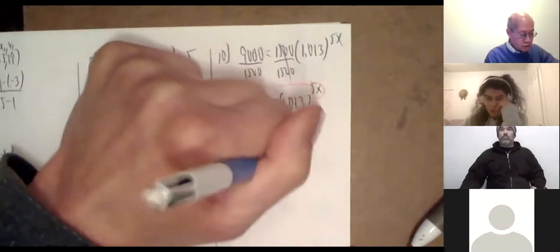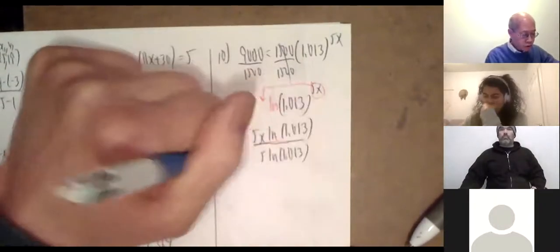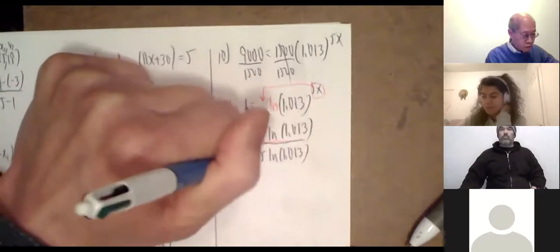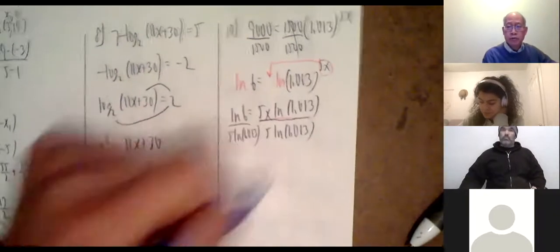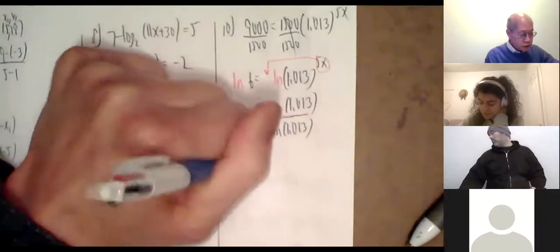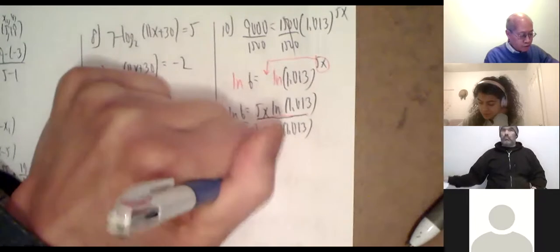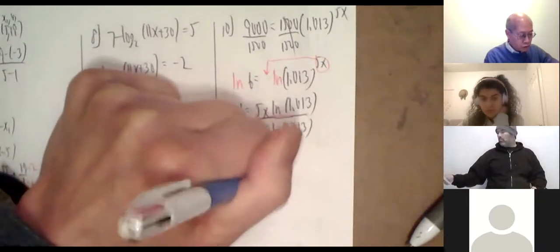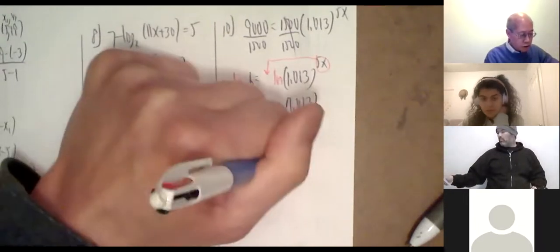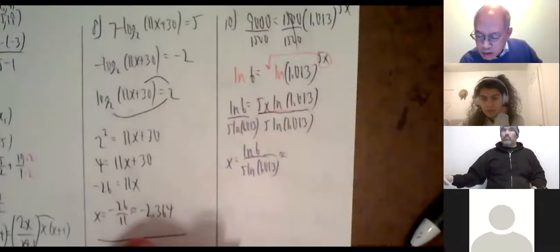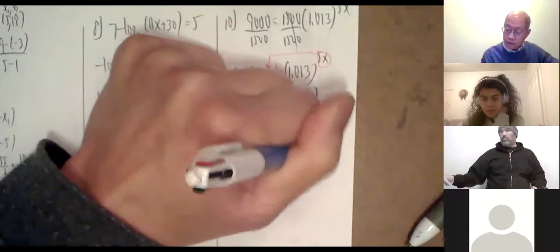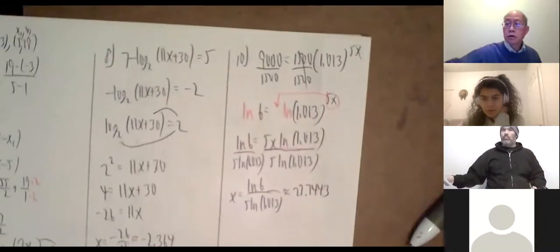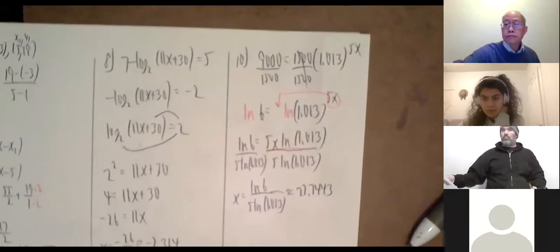Divide by 5 ln 1.013. So the 5's drop out, ln 1.013 drops out. So x is the natural log of 6 over 5 natural log 1.013. And punch it in your calculator, 27.7443 it looks like.